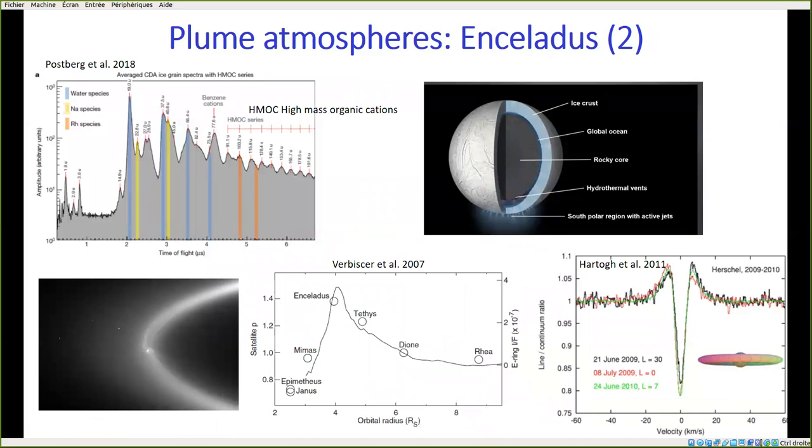In addition, on Cassini there was a cosmic dust analyzer instrument which analyzed the icy grains from the plume, and they found them to have a very interesting and rich composition. Some grains appear to be essentially pure water, but other grains include salts, for example sodium chloride, and other grains also contain high mass organic ions.